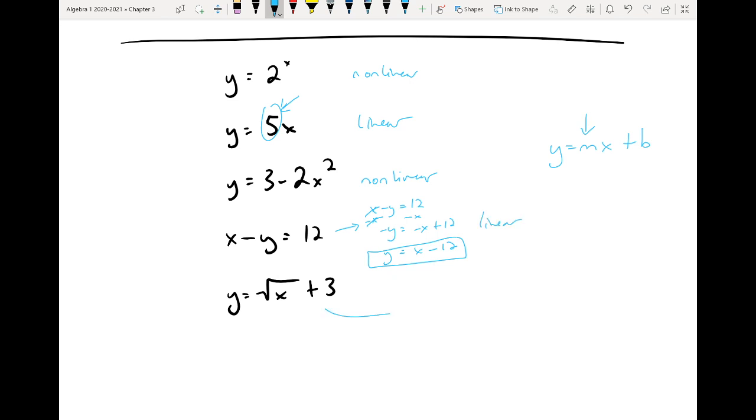However, this last one right here, this guy, it's nonlinear, and it has to do with this. We're taking the square root of x. We're not multiplying anything times x. It's that there's a separate function happening to it. It's a separate operation. So this would be nonlinear.